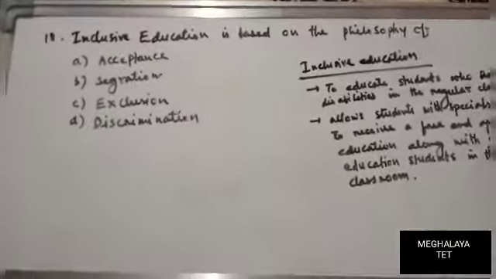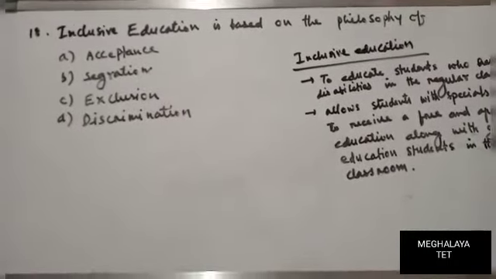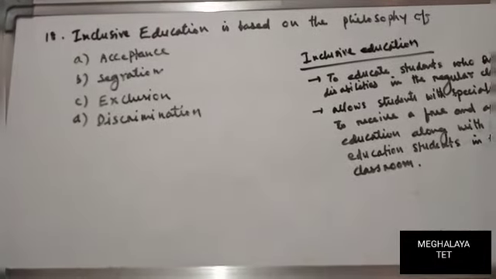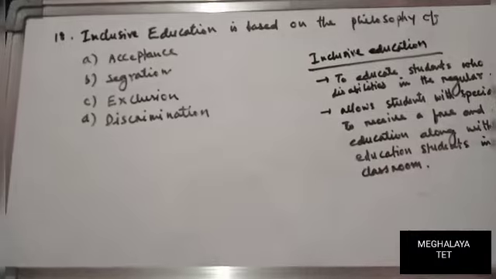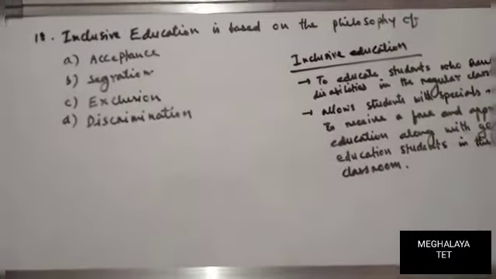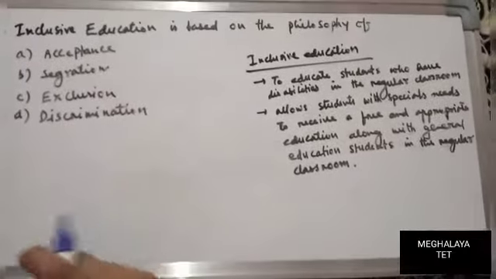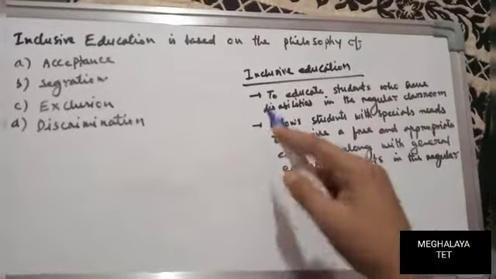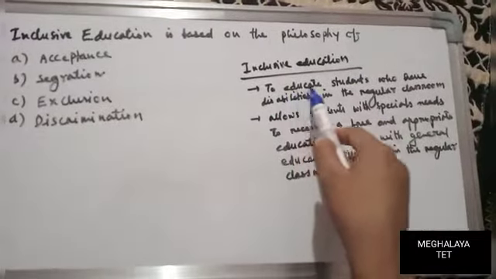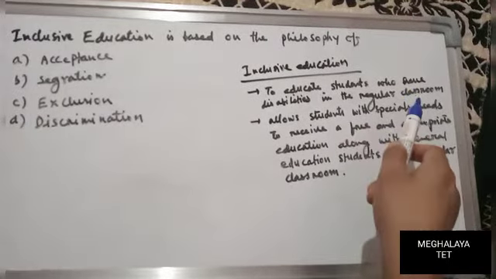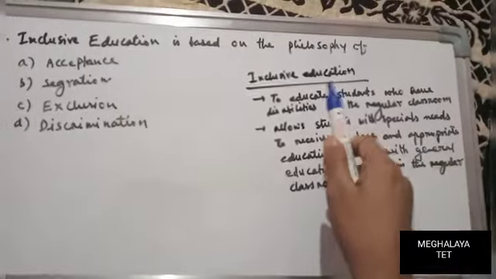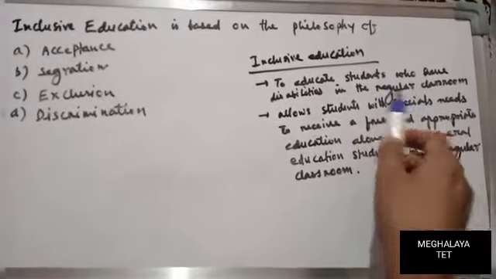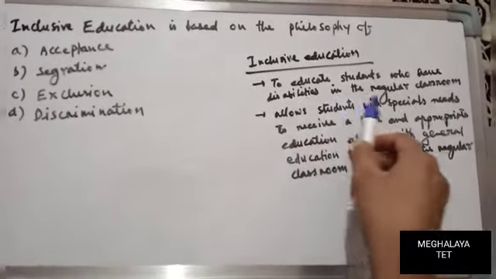Question number 18. They have given: inclusive education is based on the philosophy of option A acceptance, option B segregation, option C exclusion, and option D discrimination. So what exactly does inclusive education mean? Inclusive education means educating students who have disability in the regular classrooms. Those who have disability have to be educated in the regular classrooms.